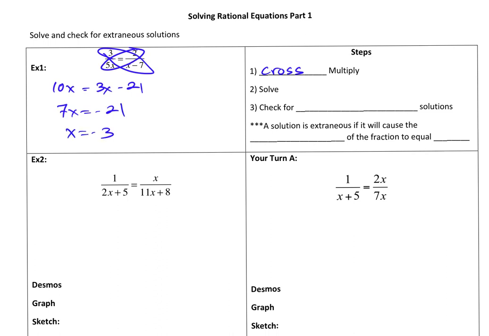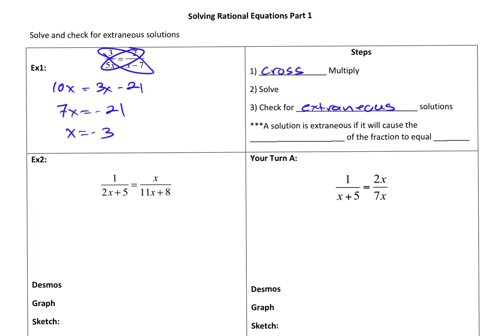Now, it's very important that we check our answers. In this case, we only have one, but we're going to check for something that we call extraneous solutions. So an extraneous solution is an answer that you get when you solve your problem, but something that doesn't actually work when you plug it into the original expression. And that could happen for a variety of reasons.